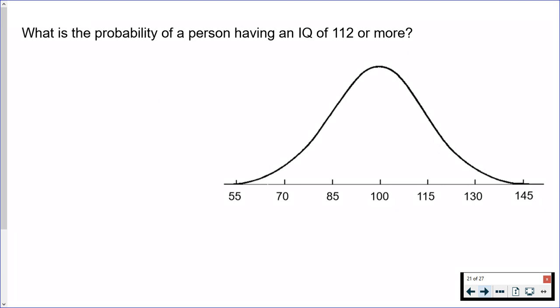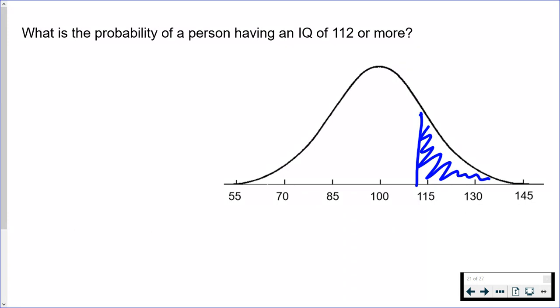So this is what your normal curve should look like. Our mean was 100. The first question is, what is the probability of a person having an IQ of 112 or more? Now, this doesn't have to be perfect, but 112 is somewhere around here. And we want to know the probability of a person having an IQ of 112 or more, which would be this shaded region.